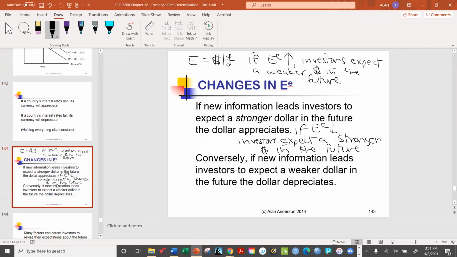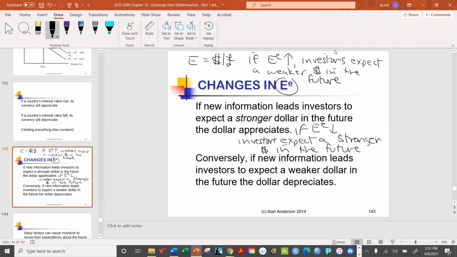Now, finally, the one thing we haven't thought about yet is expectations. Here we have to be a little careful to understand what this actually means. If this EE goes up, that means investors are more pessimistic about the dollar because they're expecting it to fall in the future. So just keep that in mind. A rise in this EE term means we expect a weaker dollar. But of course, that also means that if EE falls, investors are expecting the dollar to get stronger.